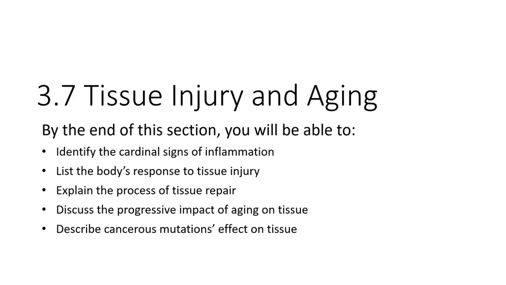All right, we are wrapping up chapter 3 by talking about injury and aging of tissues. So we're going to talk about the cardinal signs of inflammation, talk about the body's response to tissue injury and how it repairs itself, and then we're going to touch just a little bit on the impact of aging on different tissues and potential cancerous mutations' effects on that as well.